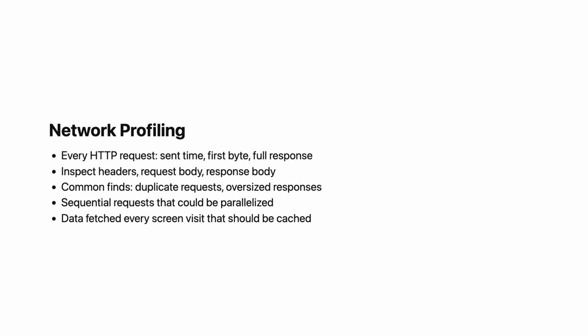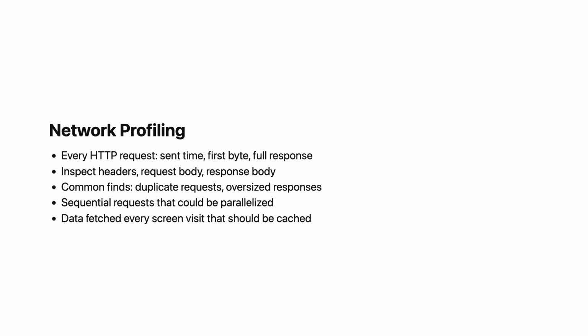Oversized responses where the server returns far more data than the app needs. Sequential requests that could be parallelized. Requests made on every screen visit that should be cached. The network profiler shows you the actual traffic, not what you think the traffic is. And the gap between those two is often surprising.